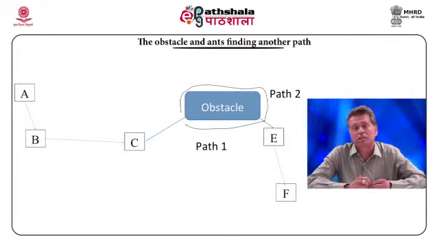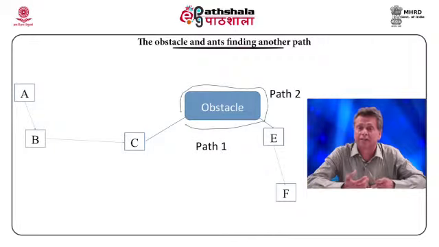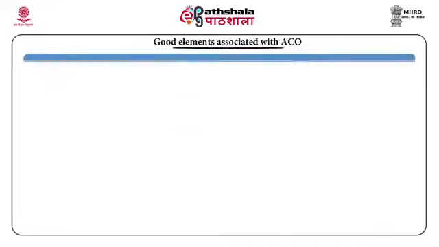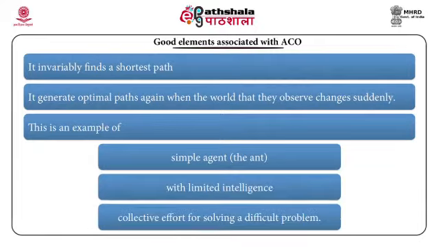All of them will start using path 1, and you can see that when they find path 1, again it is the optimized path. So, the biggest advantage of using ant colony optimization is that it is possible to rediscover the shortest path if there is a problem, some dynamic issue in the path. And that is the second great thing about ACO. It invariably finds the shortest path. That is the first thing. It generates optimal paths again when an obstacle is placed.